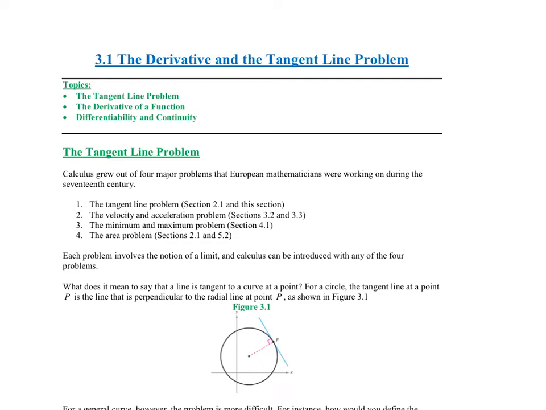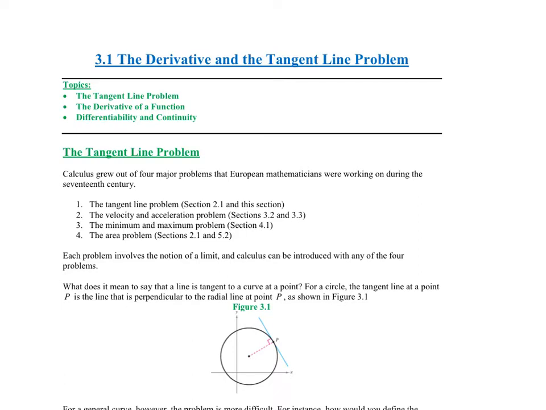Section 3.1 is the derivative in the tangent line problem. We're going to learn about the tangent line problem, the derivative of a function, and differentiability and continuity. So we just finished up with the limits chapter. The limit is the foundation of all calculus. Truly the foundational work of what calculus class is.